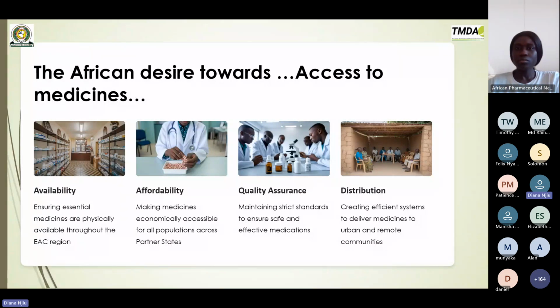Different partnerships have also been formed to ensure access to medicines, and to boost collaboration on medicine supply chains and combat counterfeit medicines across the region. So at the end, it is our desire that the African continent has assurance of access to medicines.